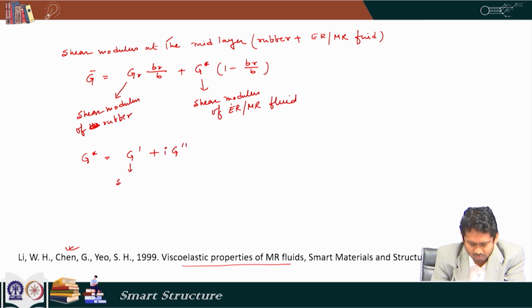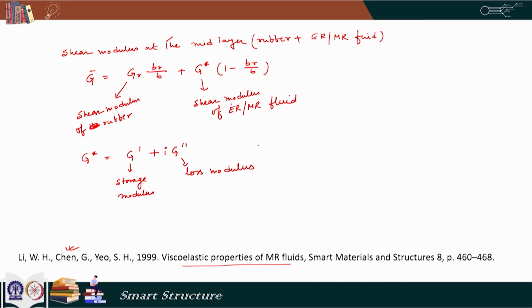So, G prime is storage modulus and G double prime is loss modulus. So, this is the same model we are going to use for the pre-yield condition, and for the post yield it is just tau is equal to tau y plus mu into gamma dot, which comes from the Bingham plastic model.